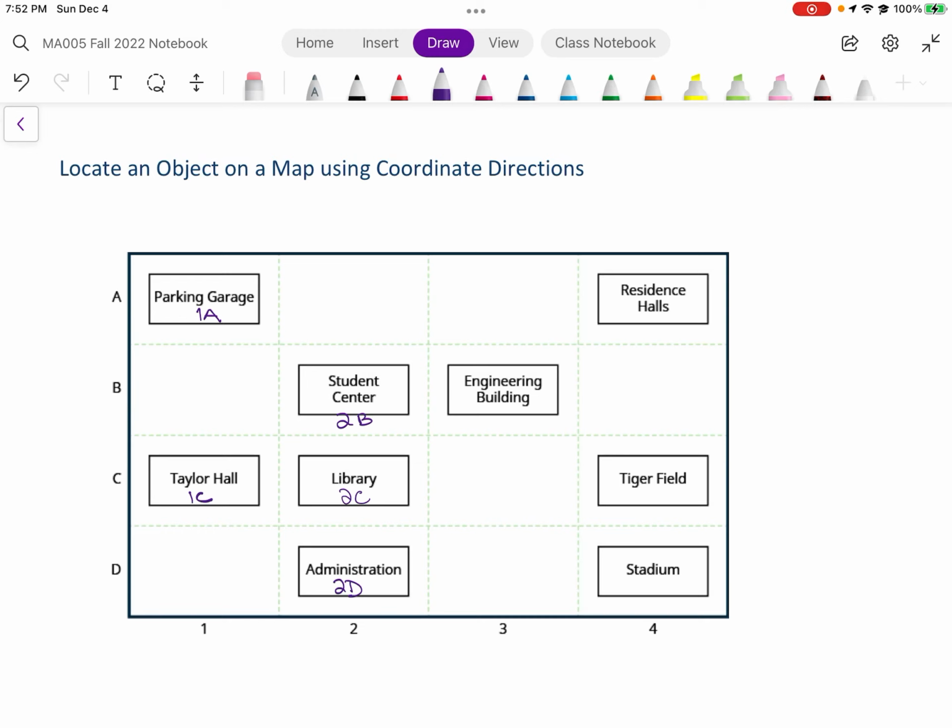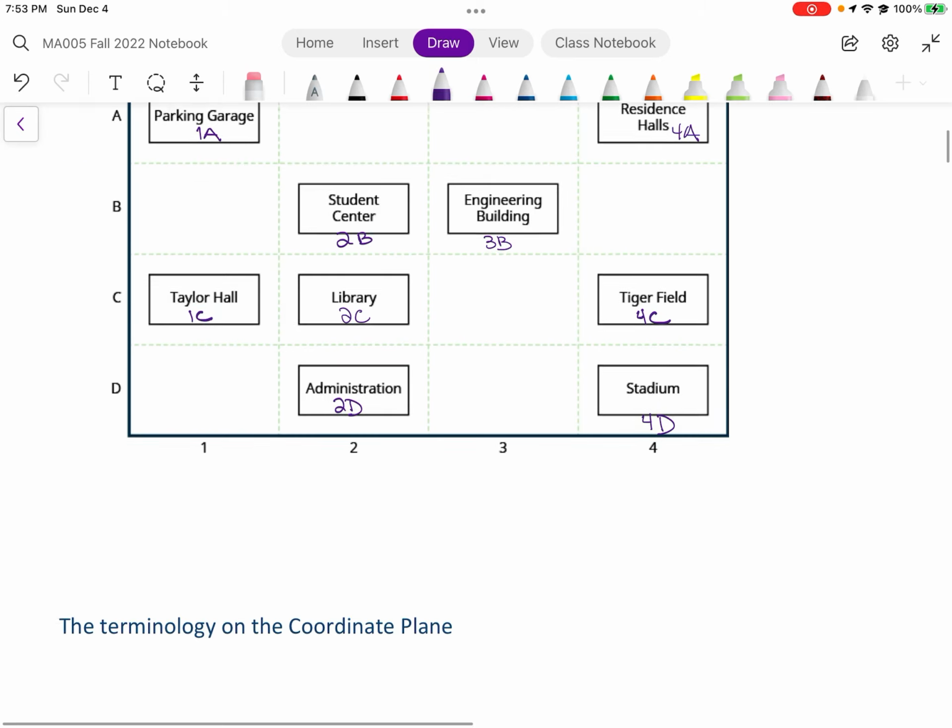The engineering building is, you go over to 3, and you go up to B, 3B. And the stadium is at 4D. Tiger Field is at 4C, and residence halls are at 4A. So that's how you would do that. Very similar to what we're going to be doing with an XY axis.